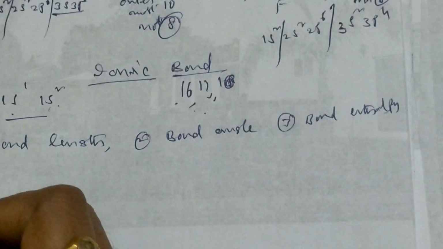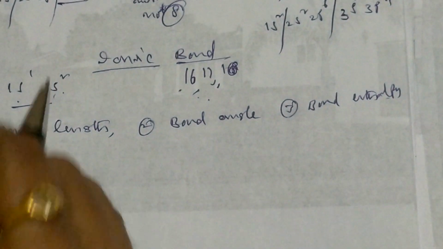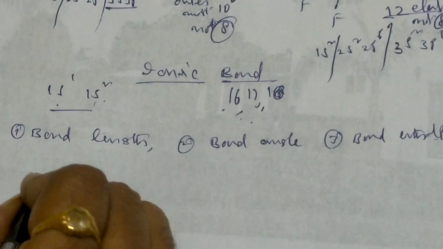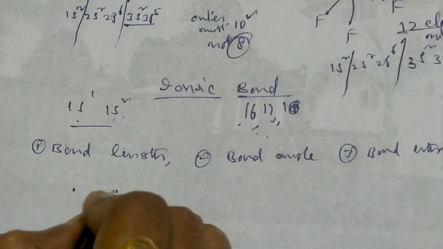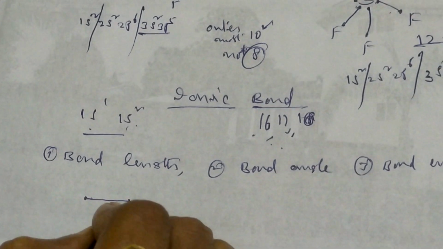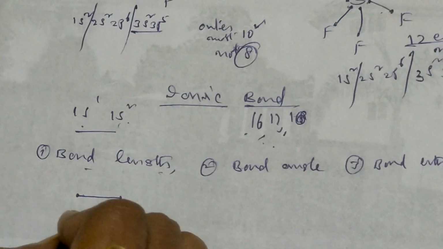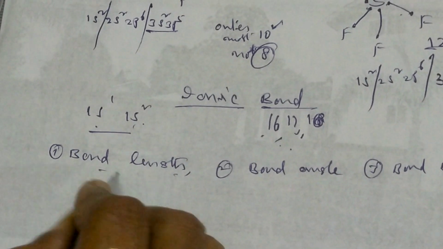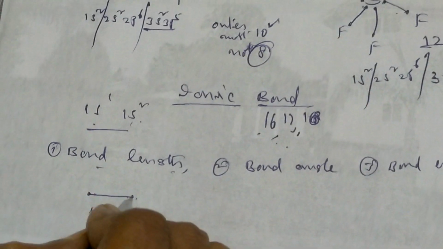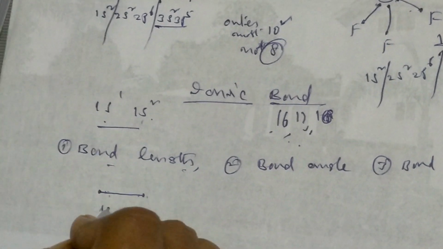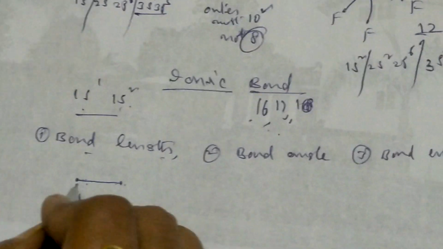By name itself it is very easy to remember, but these are small things. What is bond length? Bond length is the distance between the two nuclei of any atom. The distance between the two nuclei is the bond length. Half of it, 50%, is the bond radius. Bond radius is different; bond length is the full distance between the two nuclei. The half of the bond length is the radius.